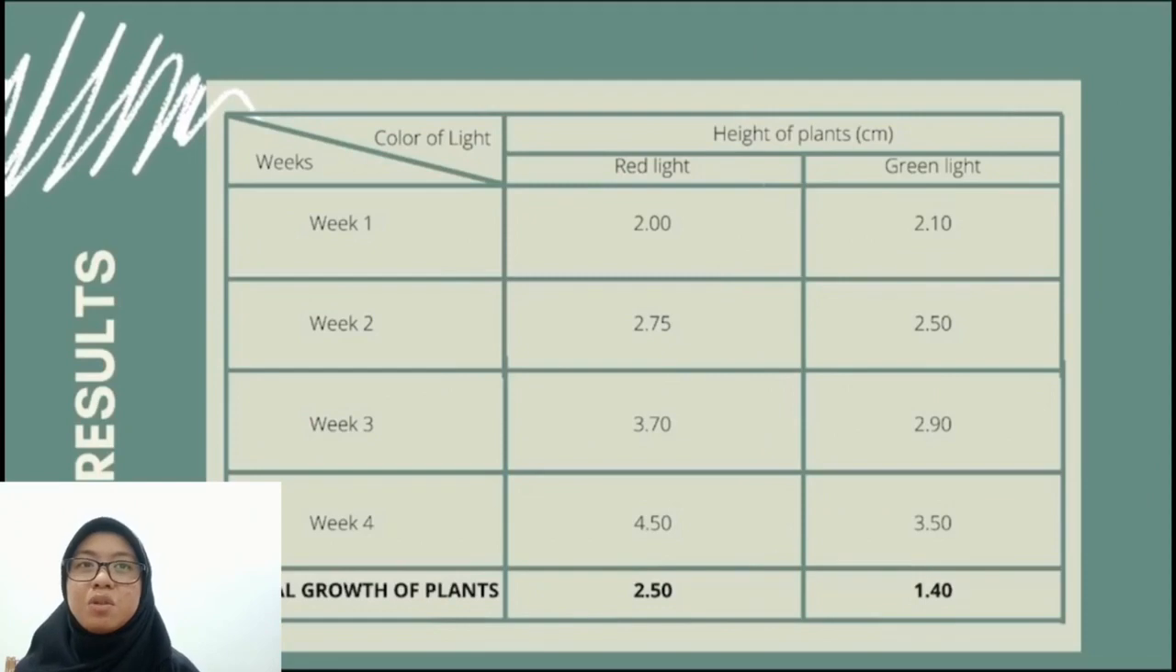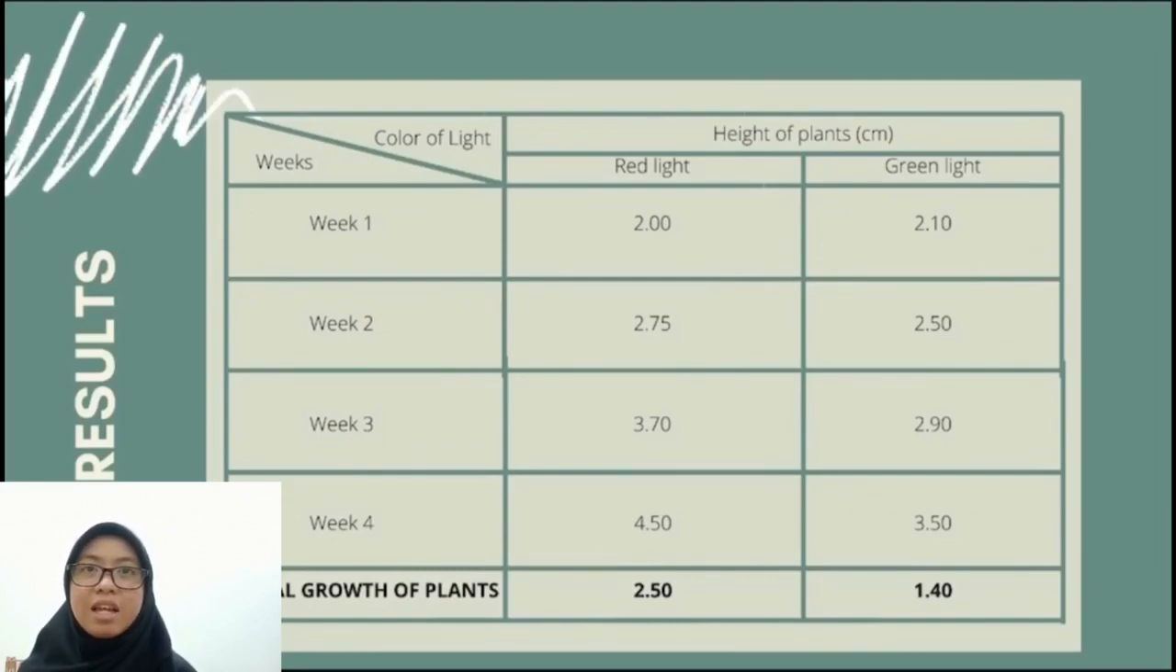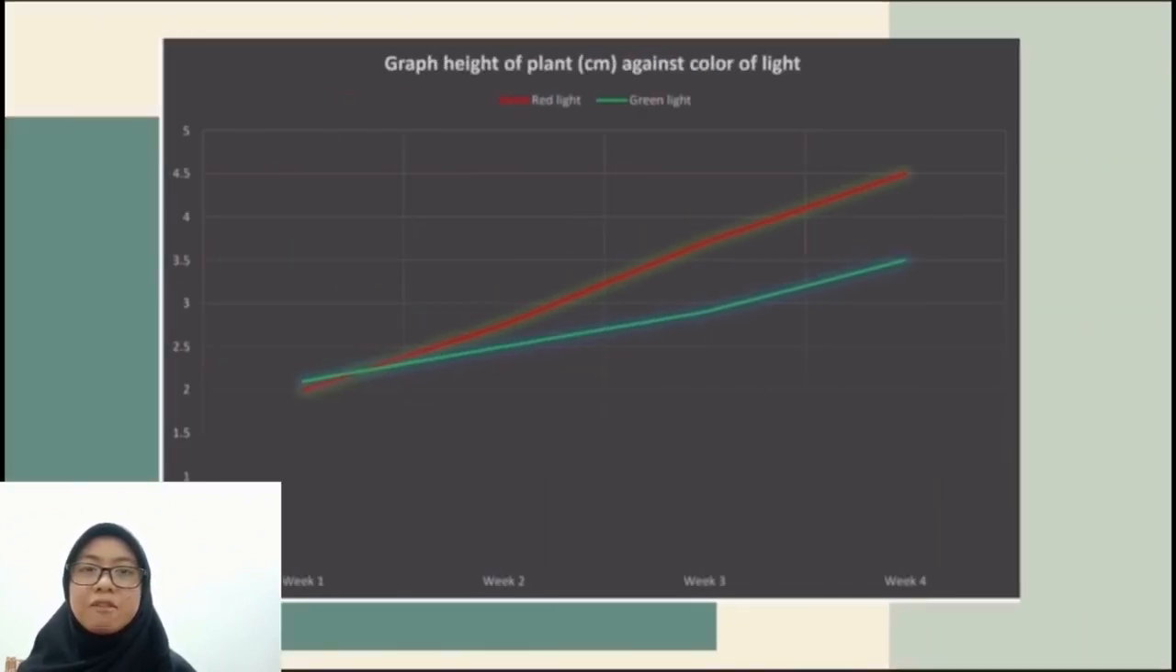Result. The table shows the height of plant under the red light in week 1 is 2.0 cm and in week 4 is 4.5 cm, which we can conclude that the total growth of plant is 2.5 cm, while height of plant under the green light in week 1 is 2.1 cm and in week 4 measured 3.5 cm, and as a result the total growth of plant is 1.4 cm. And this graph shows the height of plant in centimeters against color of light in 4 weeks.